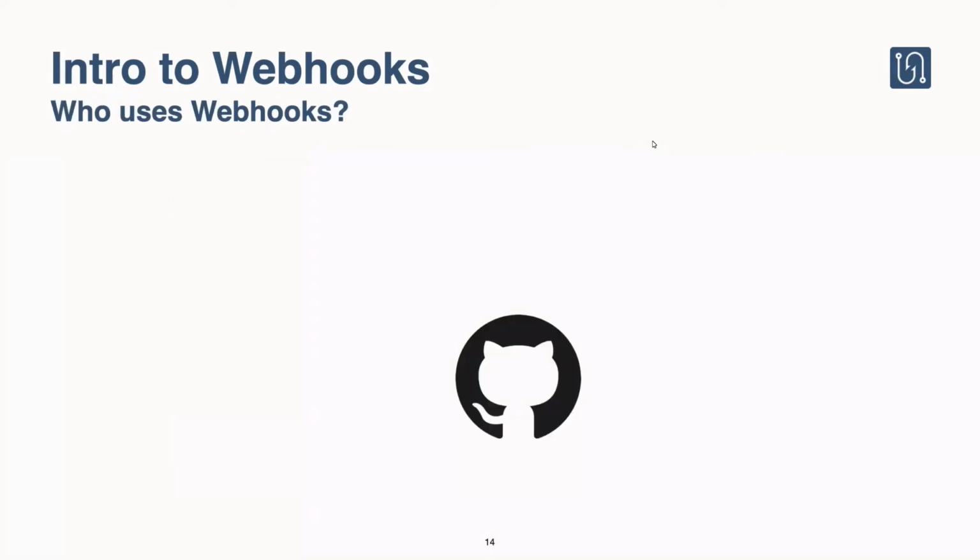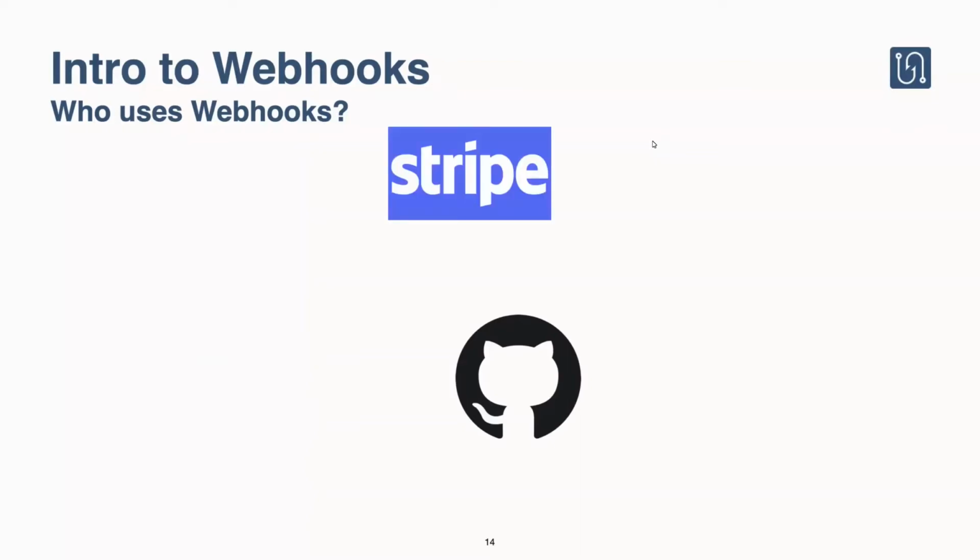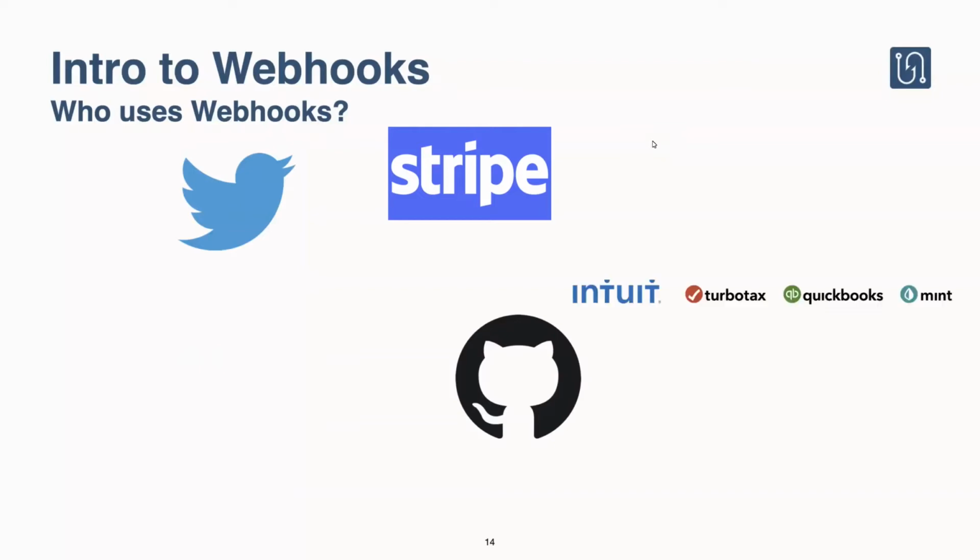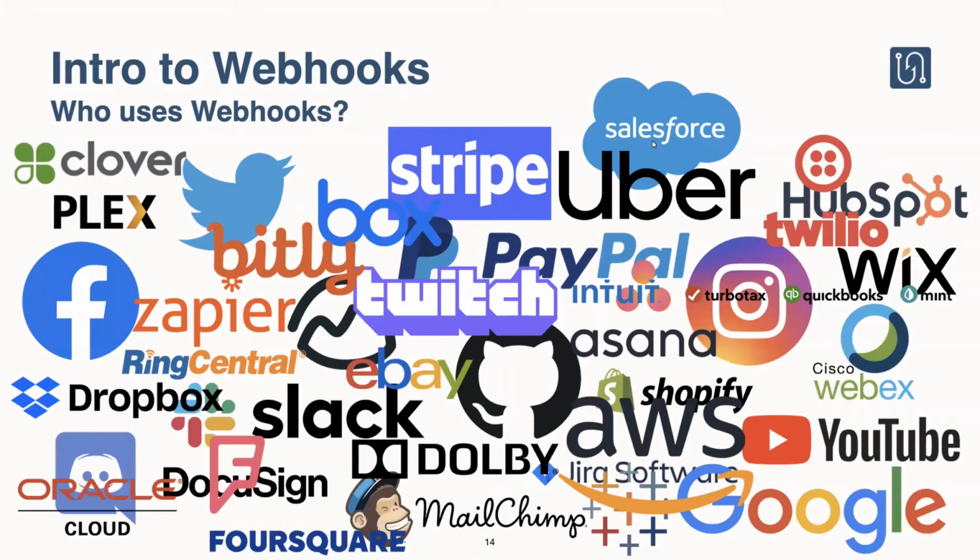So far, when talking about webhooks, we've only talked about GitHub. However, it turns out that GitHub is not the only company that offers webhooks. Some examples of companies that also offer webhooks are Stripe, which can send you a webhook when, for example, a payment is processed. Twitter, which can send you a webhook when, for example, you receive a direct message. Intuit, the company that owns products like TurboTax and QuickBooks, can send you a webhook when, for example, a budget is created. And I mean, I can keep going. The point is, webhooks are everywhere.